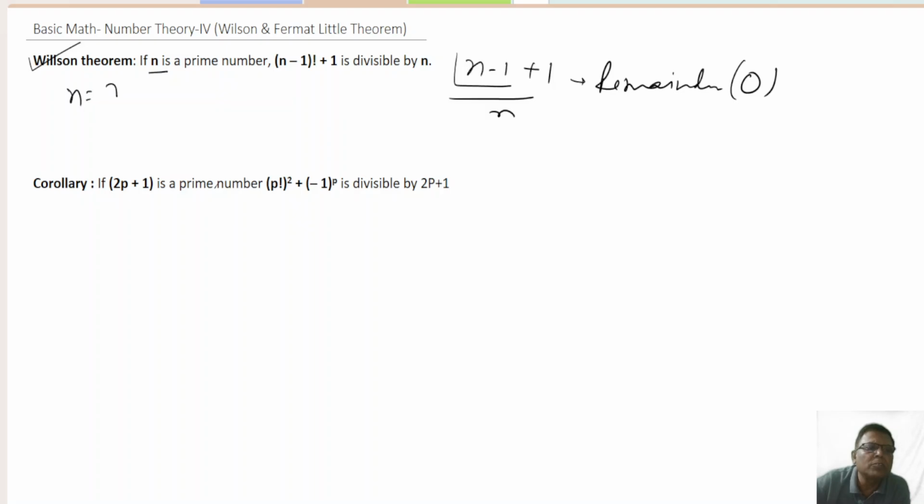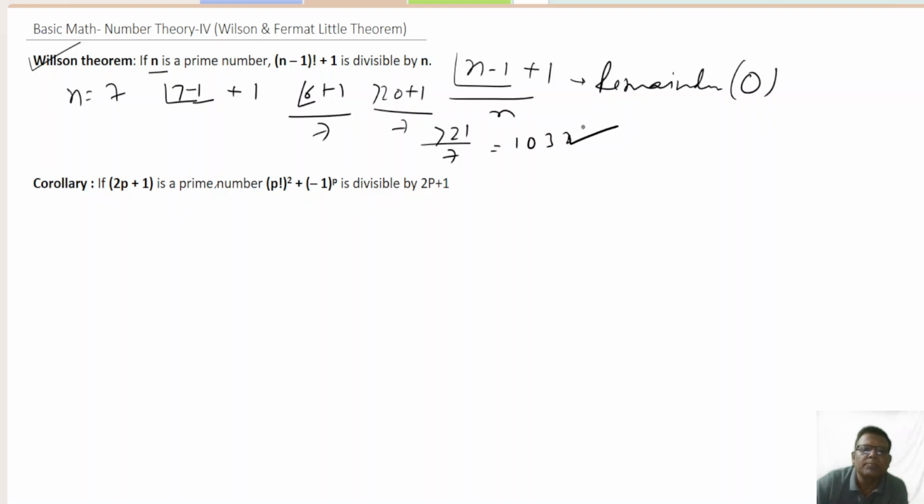So let us see. Let n be equal to 7. Then n minus 1 is 6, so factorial 6 plus 1 should be divisible by 7. Factorial 6 is 720, plus 1 is 721. 721 divided by 7: 7 1 is 7, 0, 3. So it is divisible.